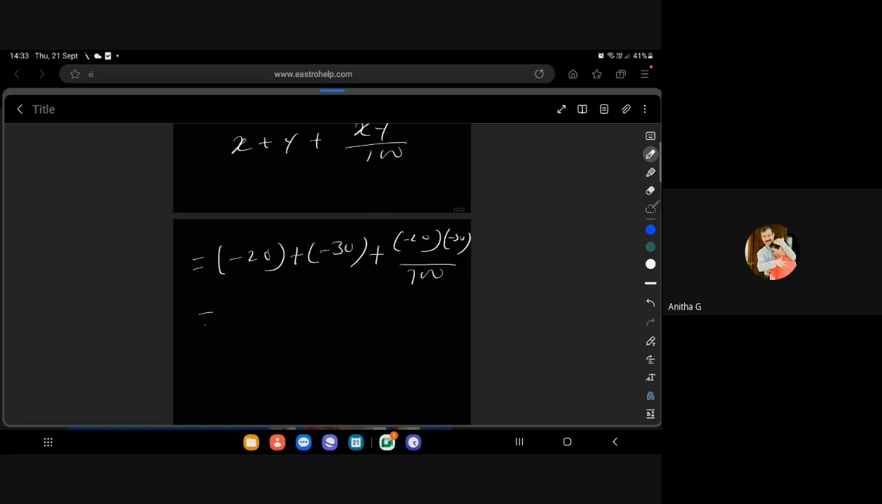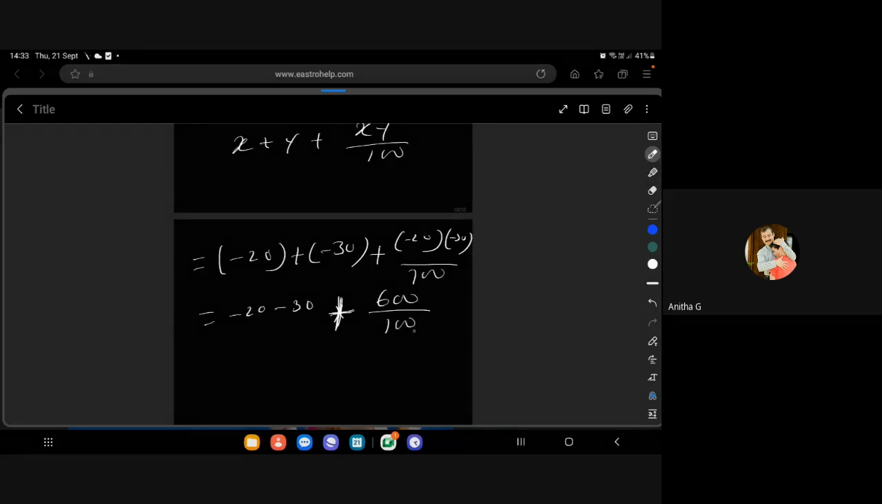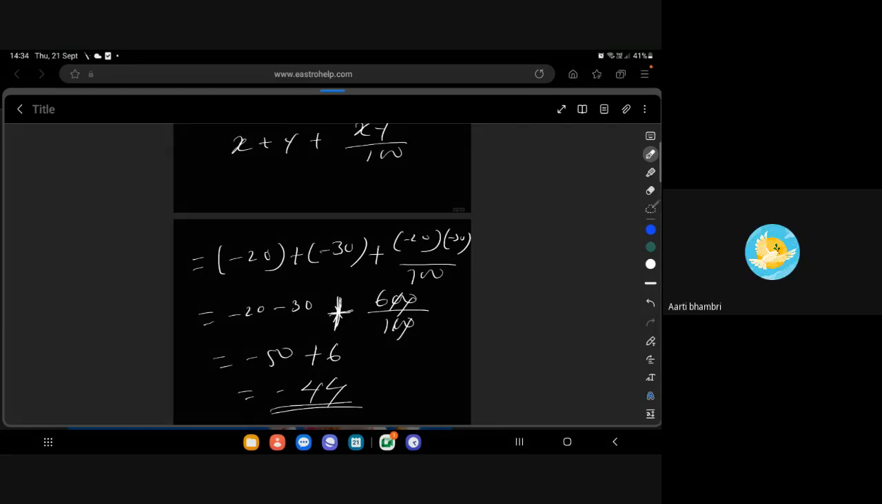So it will be minus 20 minus 30 plus 600 by 100, which will remain 6. So minus 50 plus 6 is minus 44. He has given you a 44% discount. If the price is 100 rupees, you are getting it for 56 rupees. That is the meaning.